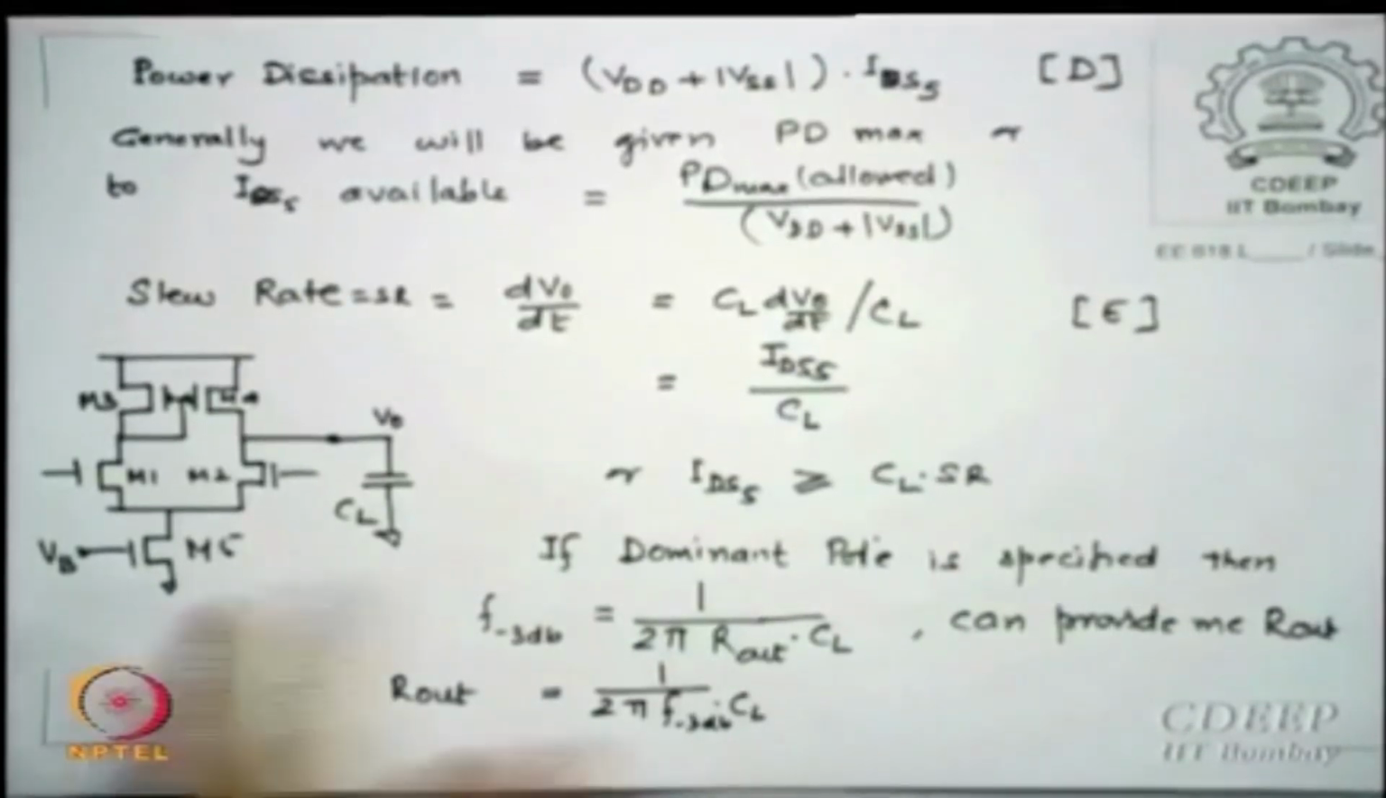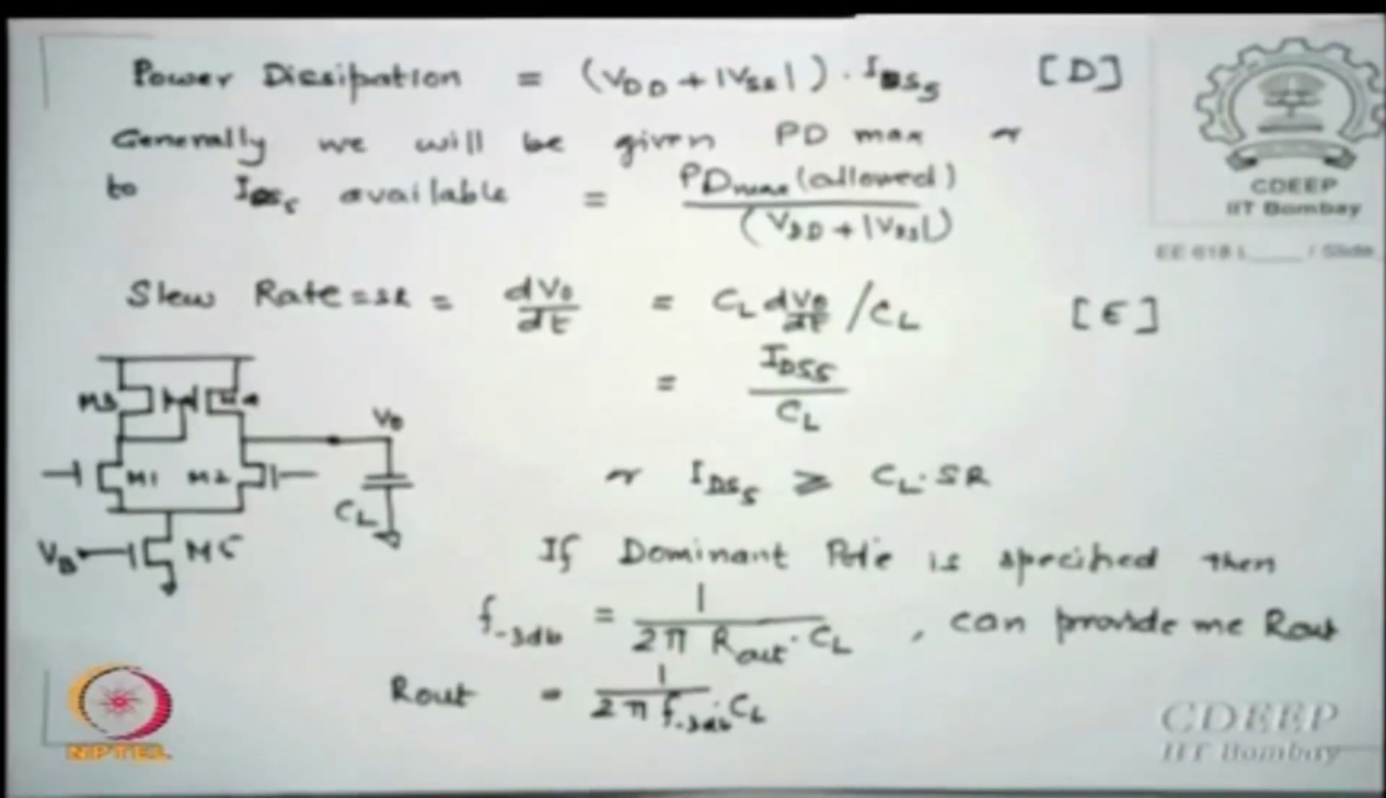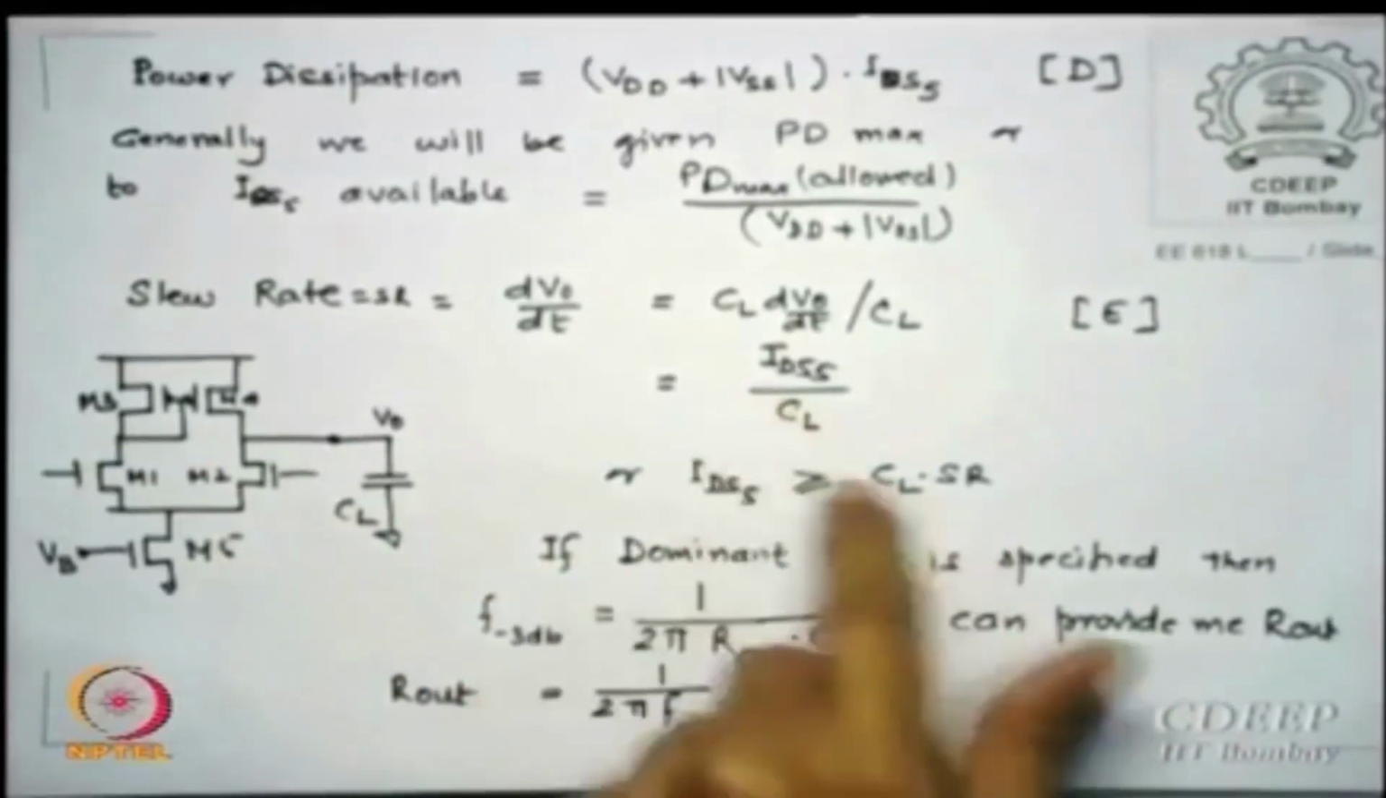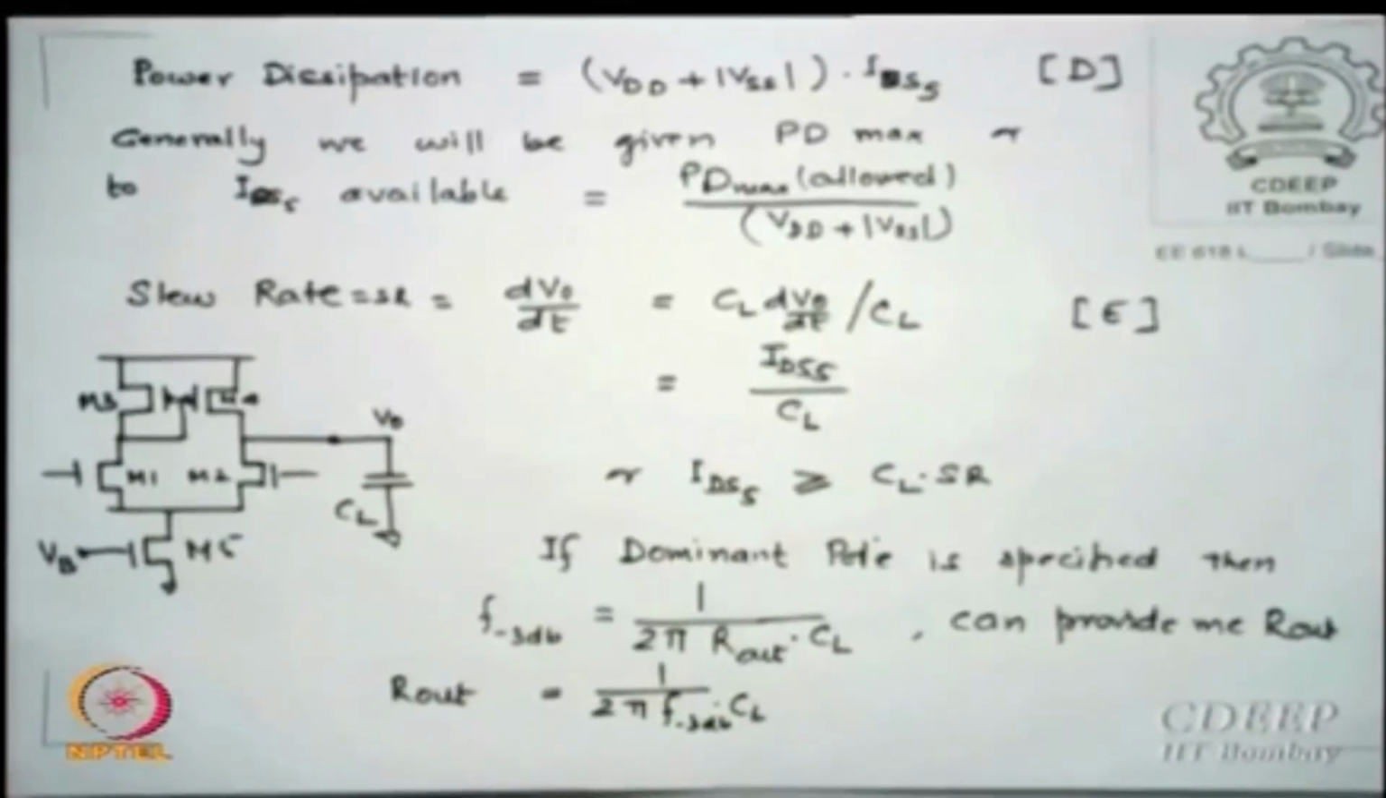But CL dV0 by dt is the capacitive current, and the maximum current available to you is IDS 5. We will show you why that is the maximum current in the capacitors. So IDS 5 by CL is the slew rate. If I am given a specified slew rate, so many microvolt per microsecond, 10, 20, 100 or whatever number, as soon as I specify a slew rate and the load is given, I am also giving you a limit for IDS 5.